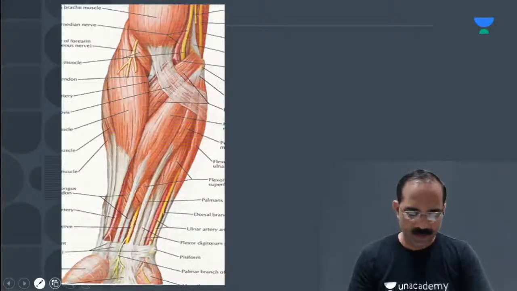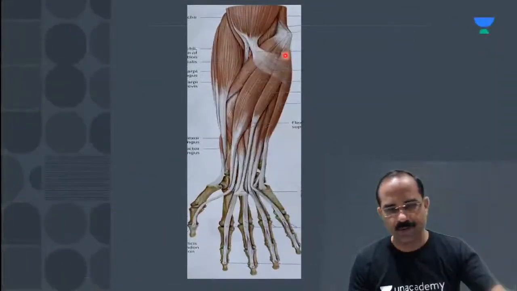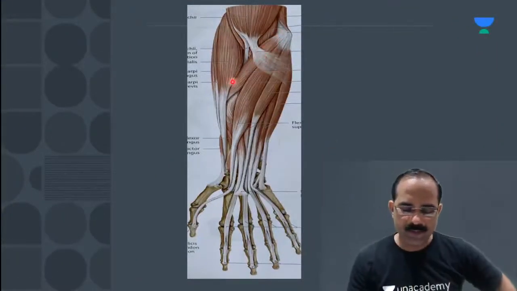Perfect. Now have a look at this slide also. A different type of slide. That's the Pronator Teres. That's the Flexor Carpi Radialis. Ye hoga Palmaris Longus. This is the Superficialis. And this is the Flexor Carpi Ulnaris.